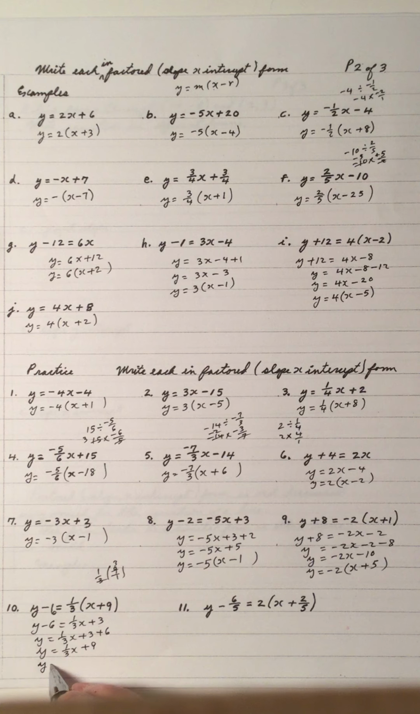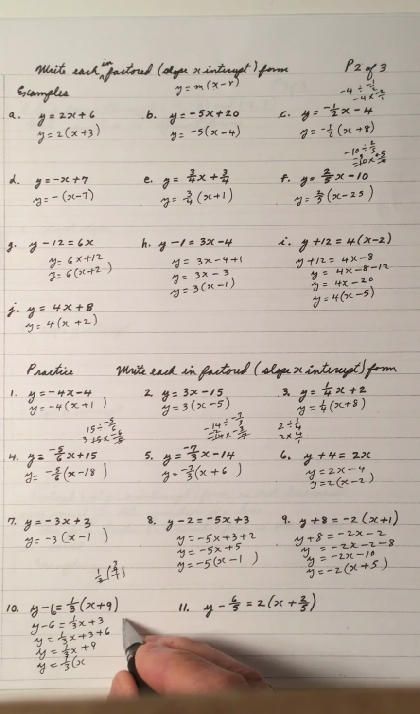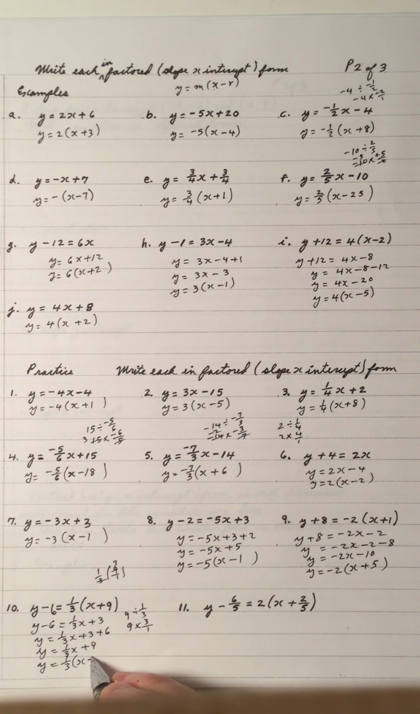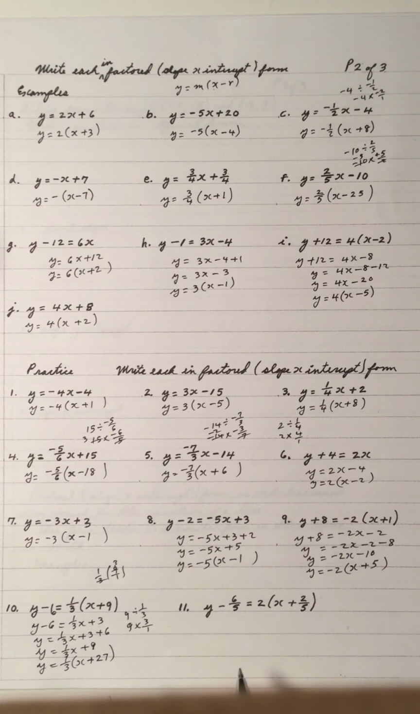And to get y equals, we remove the 1/3. And 9 divided by 1/3 is the same as 9 times 3 over 1. So it gives me a plus 27. Perfect. And check. 1/3 of 27 is a 9.